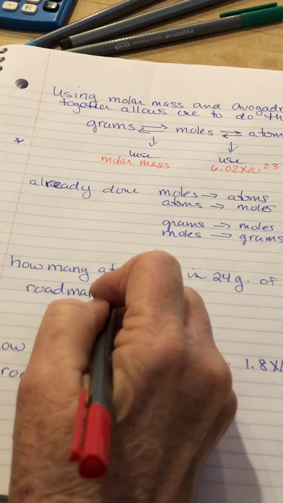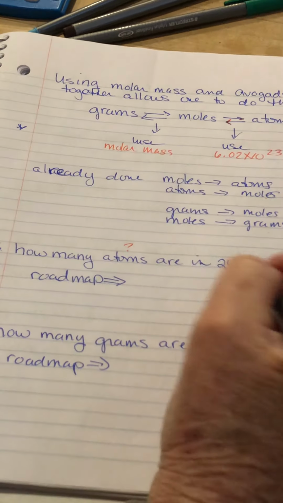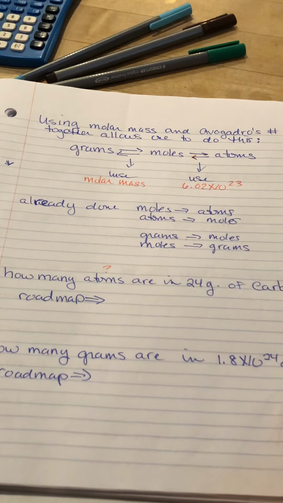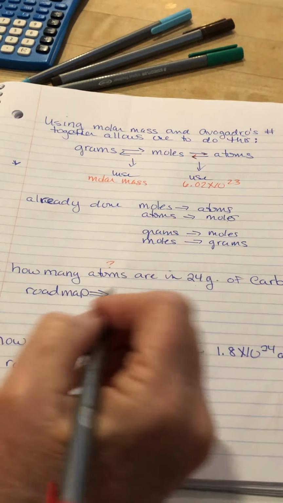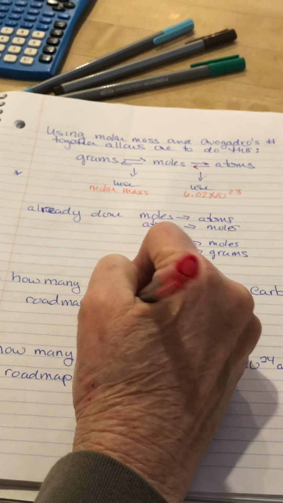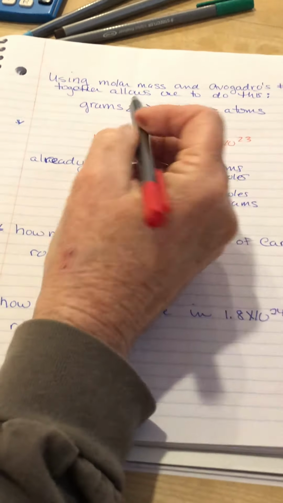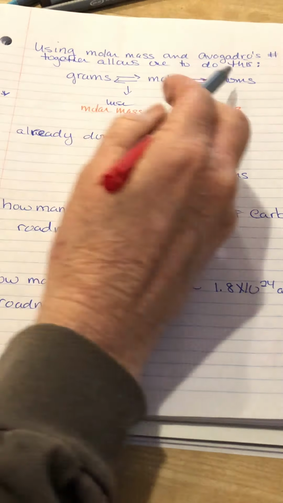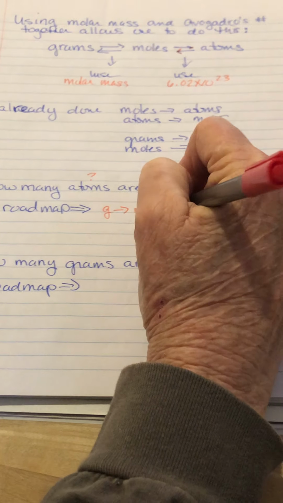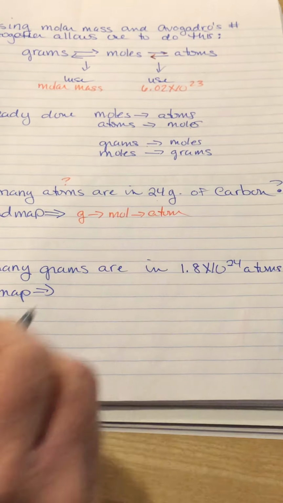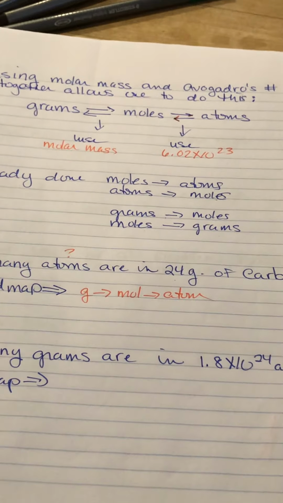So the question says how many atoms, that's what we're looking for, are in 24 grams of carbon. Making up a roadmap, I have grams. There is no direct way to go from grams to atoms. You have to go through moles. So I'm going to go from grams to moles to atoms. Remember, the abbreviation for mole is MOL.